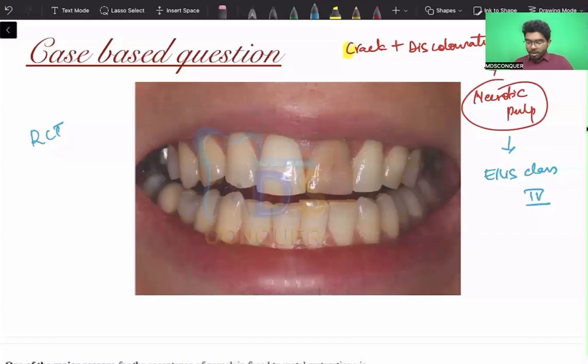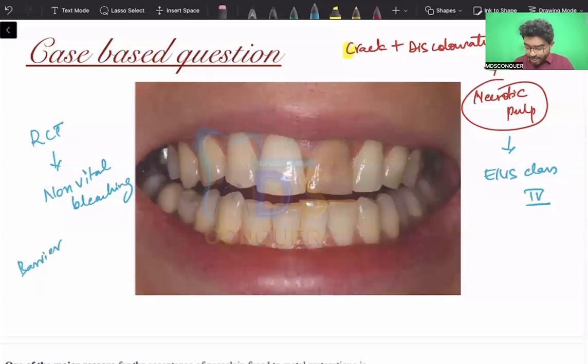Okay, so followed by that, you are going to do non-vital bleaching for this case. Once you're done with the RC, you're going to remove the gutta-percha 2 millimeters below the gingival recession, or below the marginal gingiva. Then you are going to keep a barrier.